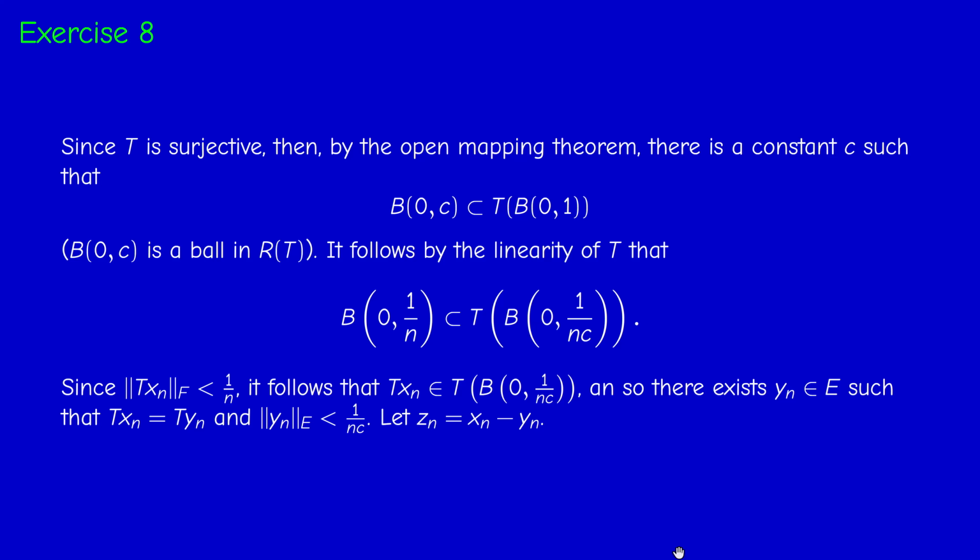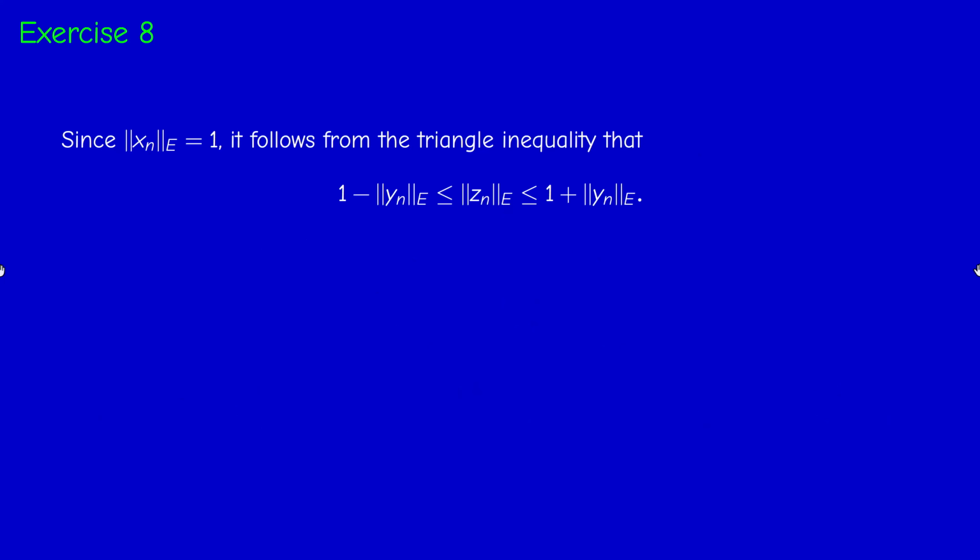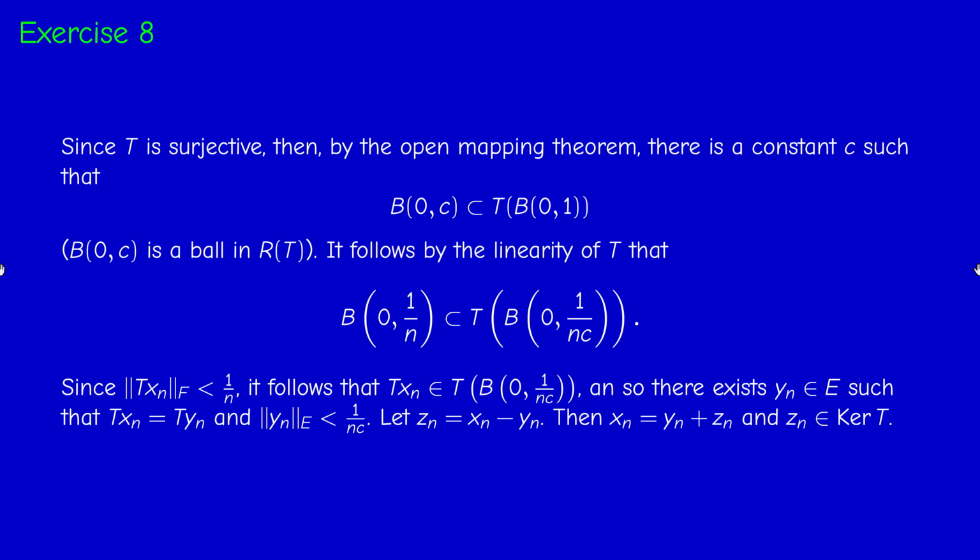Okay, now let zn be xn minus yn. Why this? Because Txn equals yn, so Txn minus yn is 0. So xn minus yn belongs to the kernel. So I can write xn as yn plus zn, where zn is in the kernel. Therefore, zn equals xn minus yn.